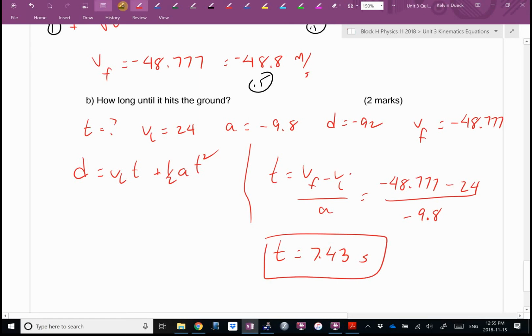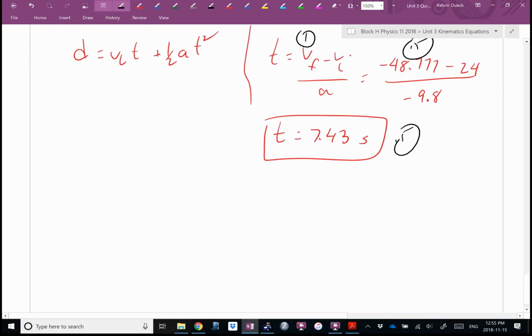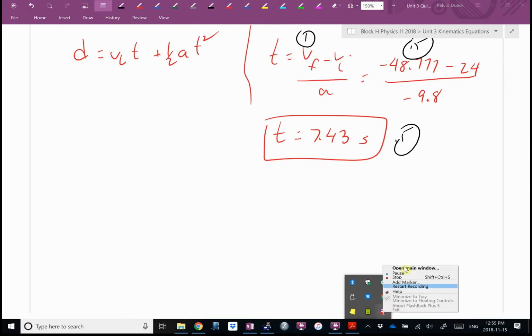As before, 1 mark, half mark, half mark. If you got it right, 2 out of 2. If you need to come talk with me, now is the time. Otherwise, put a score on the top and then pass.